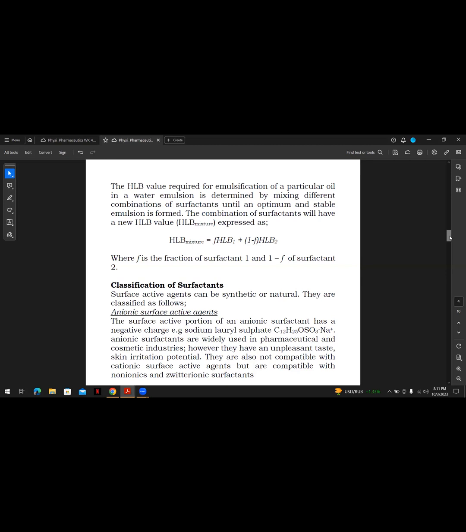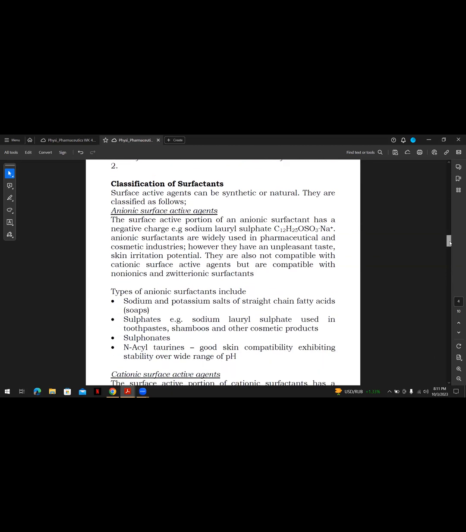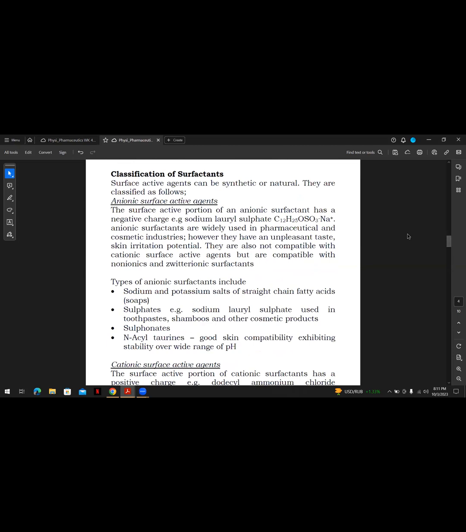So you can classify your surfactants. They have a hydrophilic group and a lipophilic group. The first classification is anionic surface active agents. Anions have a negative charge, so the surface active portion of an anionic surfactant has a negative charge. An example is sodium lauryl sulfate. These are used in the pharmaceutical and cosmetic industries. They have an unpleasant smell, unpleasant taste, and skin irritation potential.